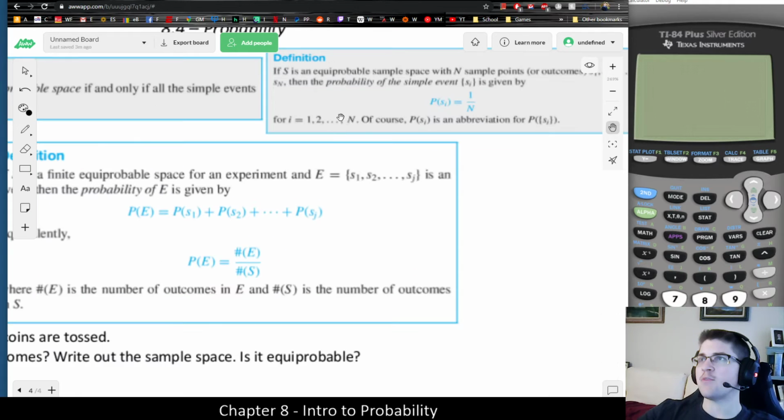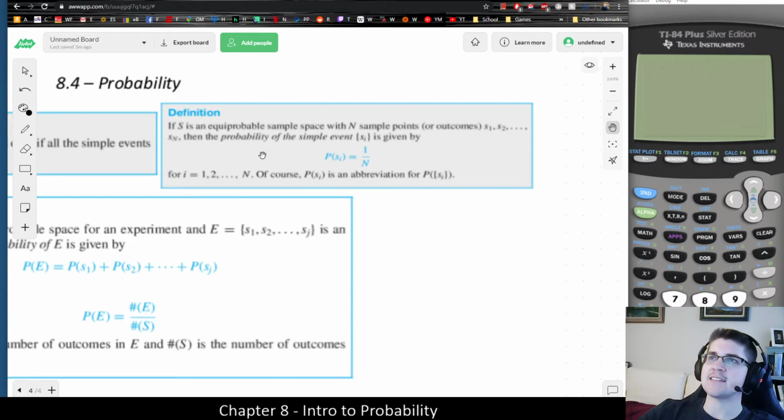Another definition from the book that I thought I'd mention is if S is an equiprobable space with n sample points or outcomes, then the probability of a simple event occurring is given by the probability is 1 divided by n. And all that's saying is, let's say that in our equiprobable space of coin flips, we had two outcomes, right?